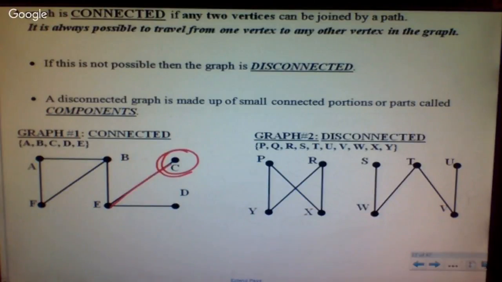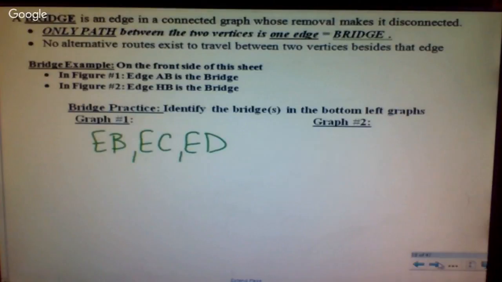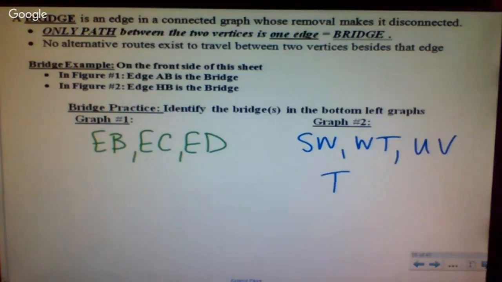If I take away S to W, component 1 is this chunk over here. Component 2 would be your S all by itself, and component 3 would be this chunk here. Okay, so each one of these lines is also a bridge. So we've got S to W, W to T, U to V, and T to, is it T to B? Yeah. Okay, and T to B. So each one of those is considered a bridge.